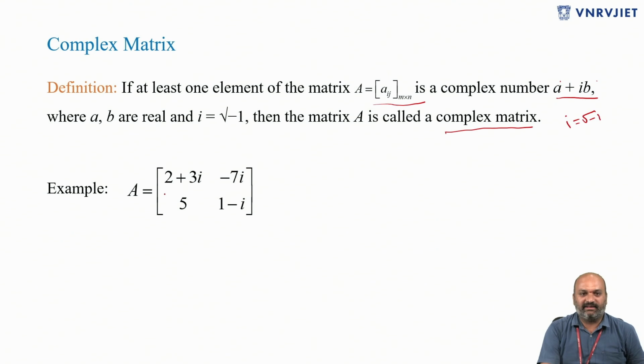Observe here. See, A is a 2 by 2 matrix. The number of rows is 2 and number of columns is 2. The first element is 2 plus 3i. It is in the form A plus iB, where 2 and 3 are real numbers, and this is -7i. Of course, there is no real part, but it is a complex number. 5, which doesn't have an imaginary part, even though we can say it is a complex number, since we can write 5 plus i0, and 1 minus i. So at least one element of the matrix is a complex number. The matrix is said to be a complex matrix.